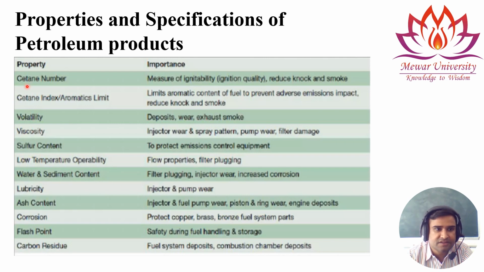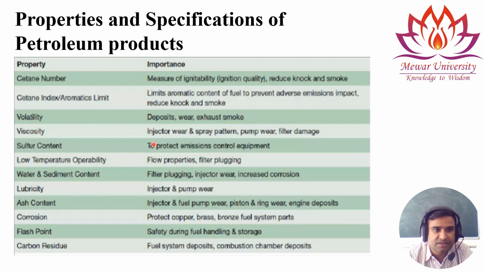So you can see the first is cetane number. This is important to measure the ignitability or ignition quality, or reduce the knock and smoke. And then we have cetane index or aromatic limit. This is important for the aromatic content of the fuel, to prevent adverse emission impact or reduce the knock and smoke. Then we have volatility. This is important for deposits, wear, exhausts and smoke.